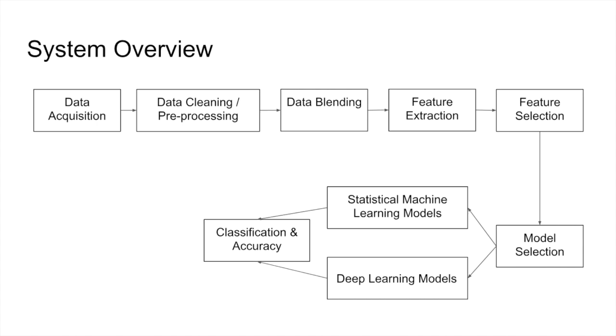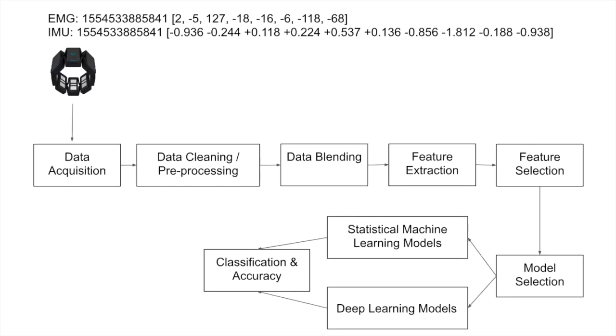This is followed by data blending, feature extraction, feature selection, and model selection. In the model selection, we explored two paradigms: statistical machine learning models and deep learning models. We reported the classification and accuracy thereafter.